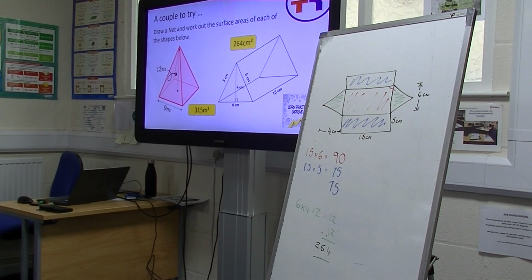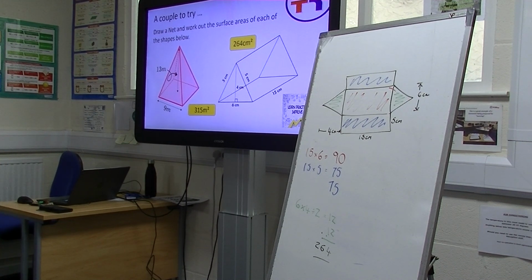Break it down and you can see instantly what shapes you've got, whether it's a pyramid, whether it's a prism, whether it's a cuboid or a cylinder. You can see. And I think it makes it fairly easy to work out surface areas. Okay?